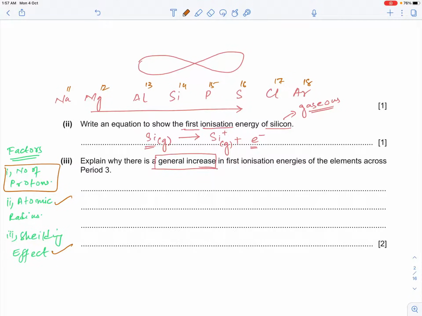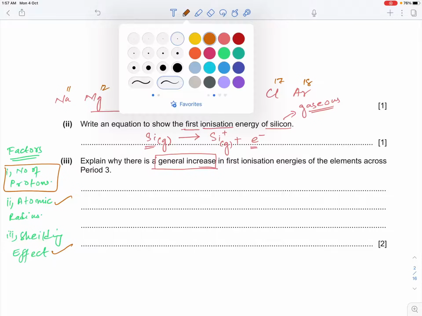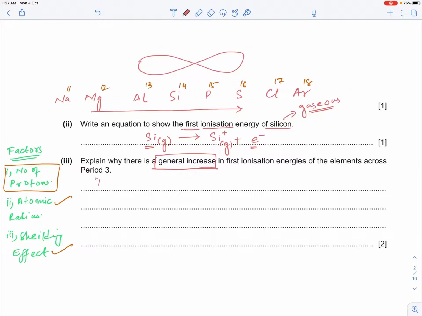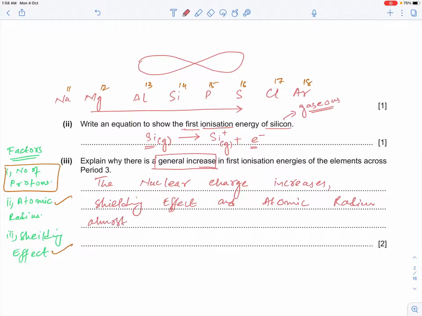So as nuclear charge increases, it would become difficult to remove electron, because the hold of nucleus would get stronger, right? So we can say that why there is a general increase across the period. So the answer would be, across the period, the nuclear charge increases, shielding effect and atomic radius almost remains same.